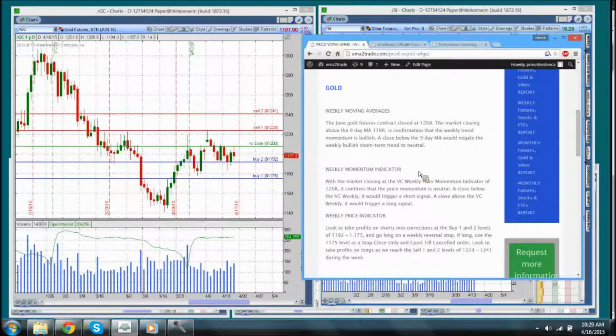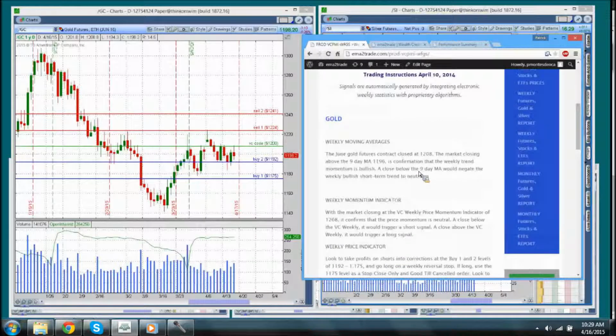So what I would like to do is review what has transpired so far in the gold and silver market by the application of the VC Price Momentum Indicator. On Friday, the June gold futures contract closed at 1208. The market closing above the 9-day moving average of 1196 is confirmation that the weekly trend momentum is bullish. We use the 9-day moving average as one of the components of the algorithm.